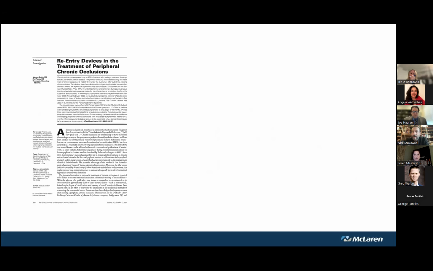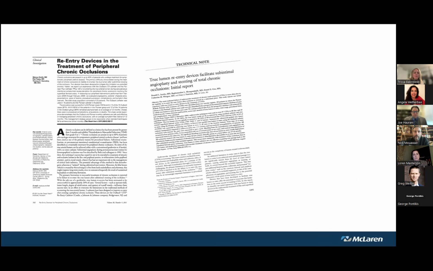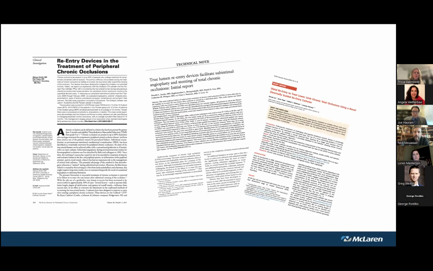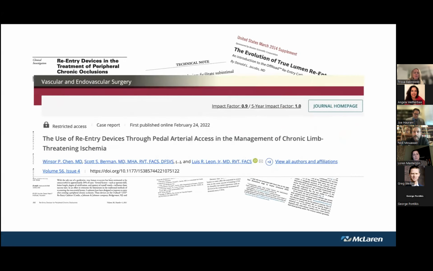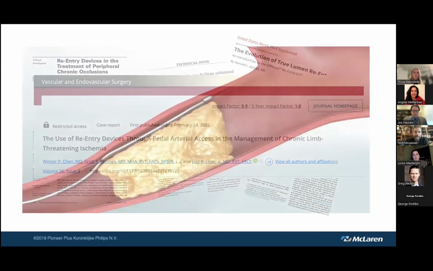And there's a variety of data about this. I'm not going to belabor the point too much, but it's been supported with data over and over again. You can restore true lumen crossing with the use of a reentry device after passing by the CTO. So much so that you can even consider using this from a pedal access, as was previously described. Sometimes it's so hard to be within true lumen that you could consider going subintimal and re-entering, whether it's an antegrade or retrograde consideration.